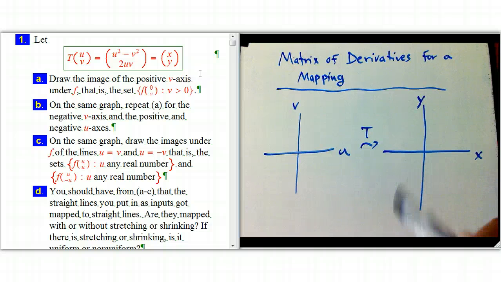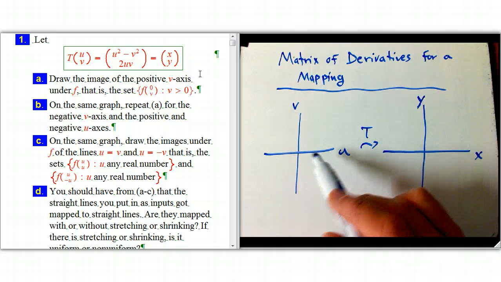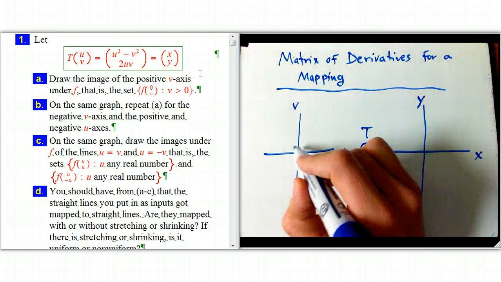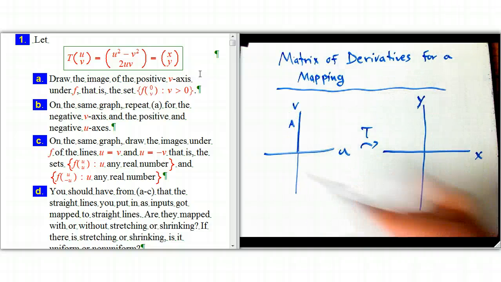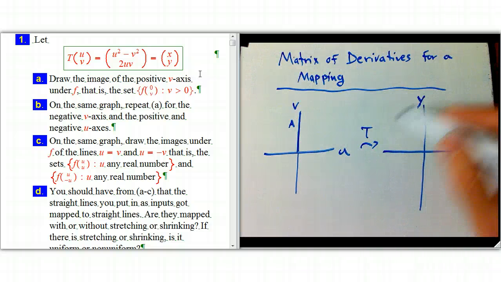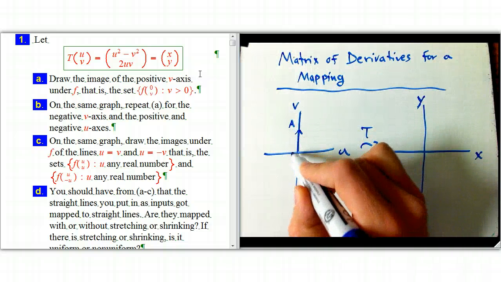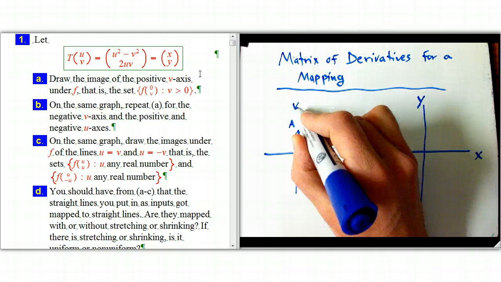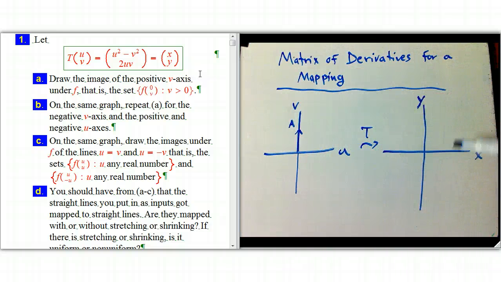We could do points or segments, but let's do some rays. The positive v-axis. I'll just label that piece A, and we're going to produce an output curve. There's the input curve. Let me put a little arrow on it. If we go along this curve in this way, and then we track the images under this mapping of all those points, where does that show up?